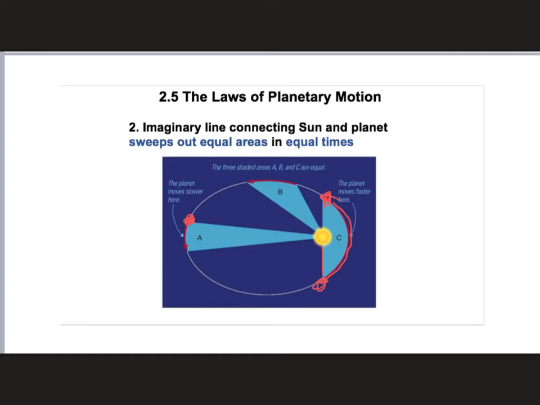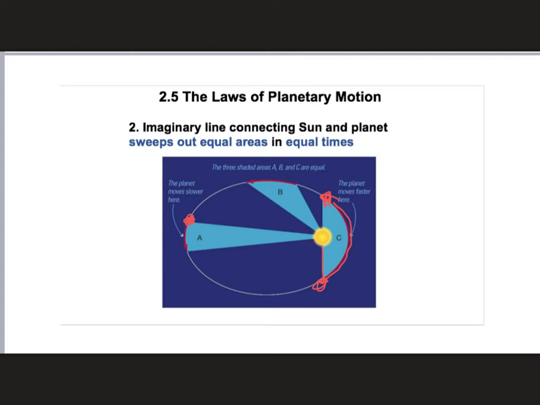Because what Kepler's law says is that the planet has to move in such a way that it always sweeps out the same amount of area in the same amount of time. And so if these time intervals are all the same, the area swept out at A, at B, and at C, they all have to be the same amount of area.